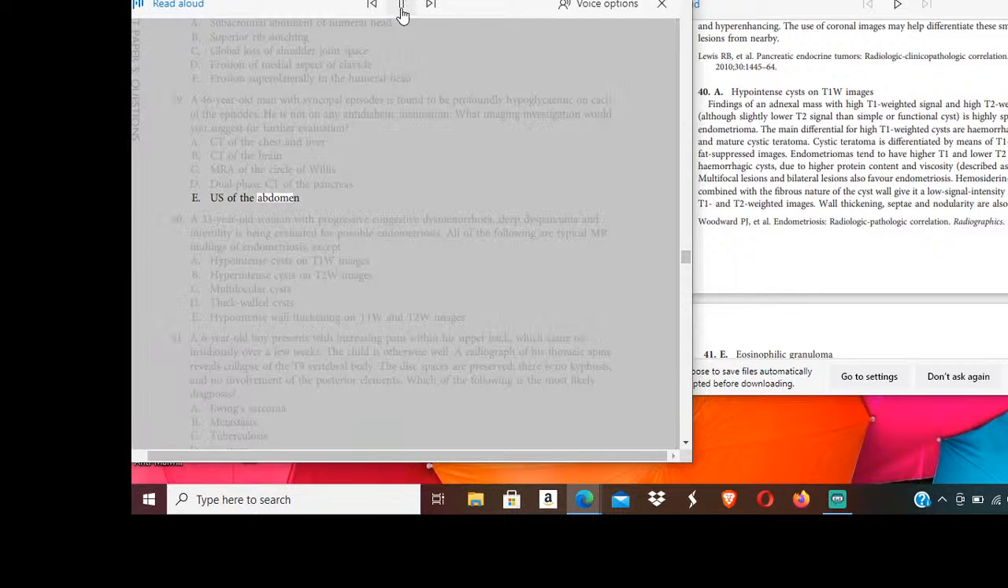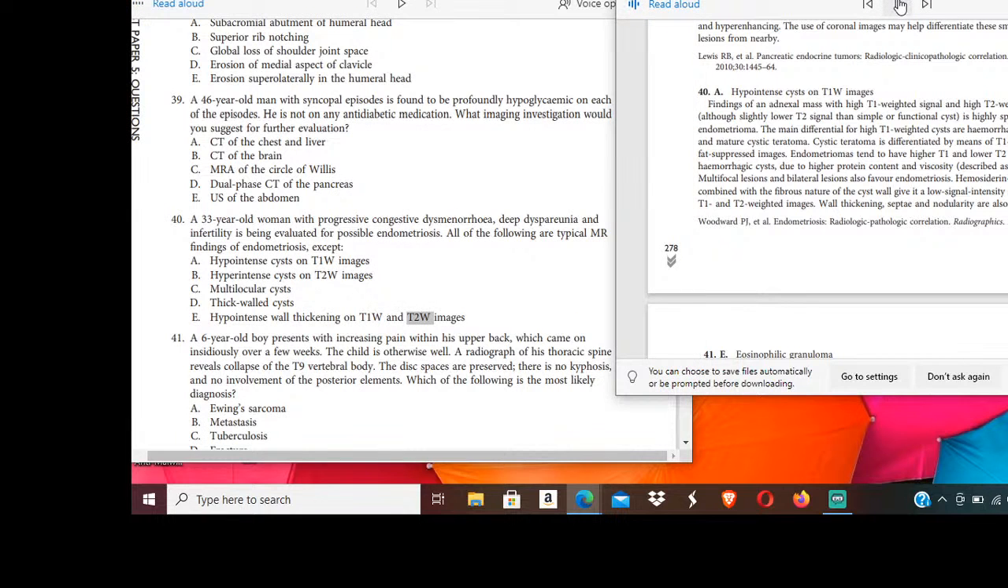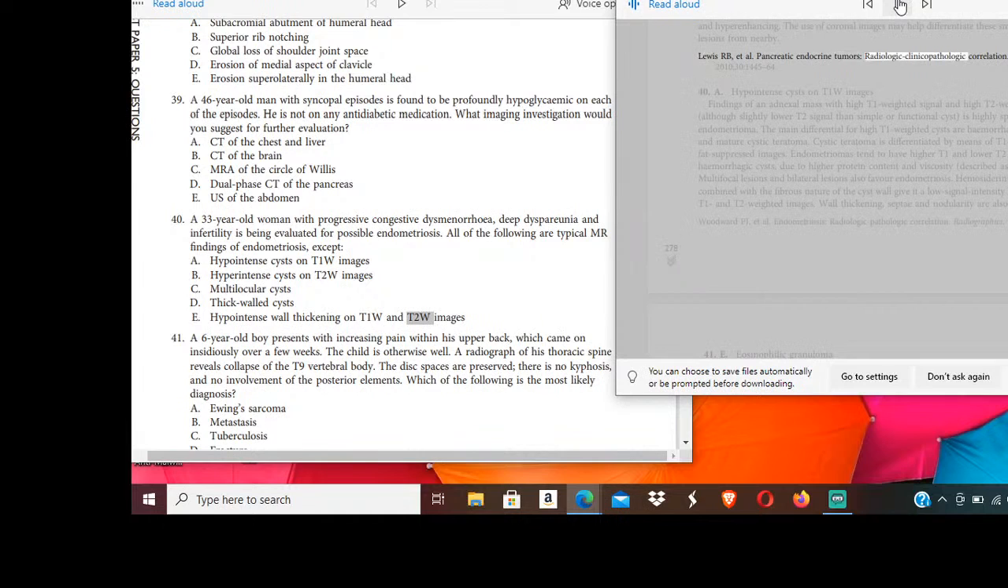Abdomen. 40. A 33-year-old woman with progressive congestive dysmenorrhea, deep dyspareunia, and infertility is being evaluated for possible endometriosis. All of the following are typical MR findings of endometriosis, except: A. Hypointense cysts on T1W images. B. Hyperintense cysts on T2W images. C. Multilocular cysts. D. Thick-walled cysts. E. Hypointense wall thickening on T1W and T2W images. Tumors, radiologic clinicopathologic correlation. Radiographics.